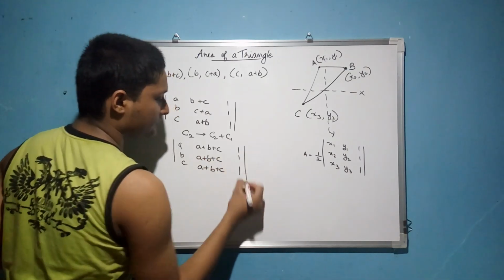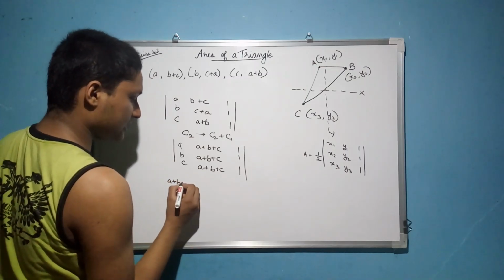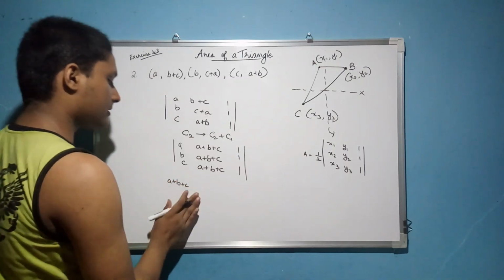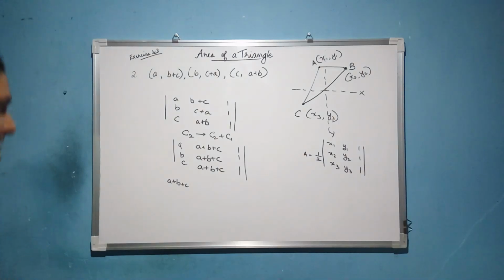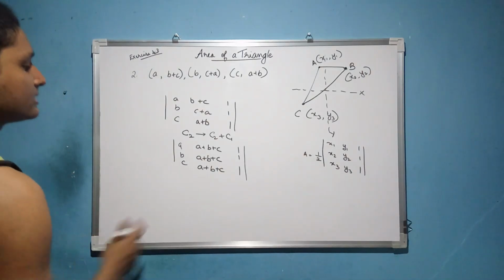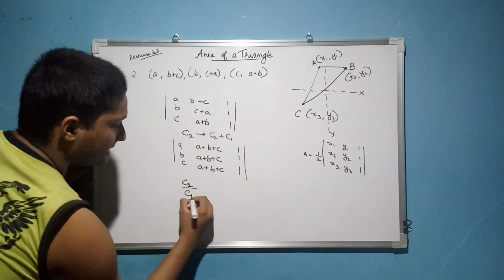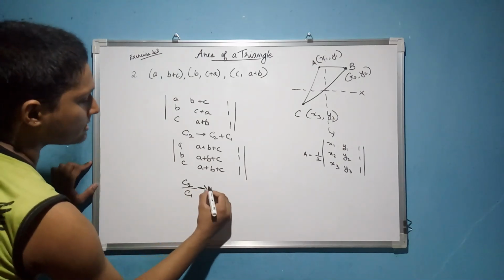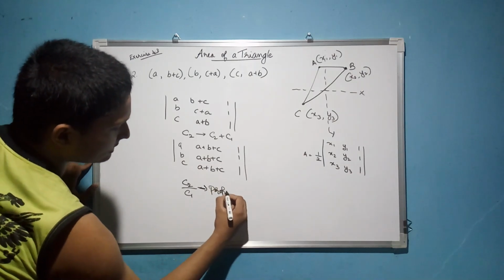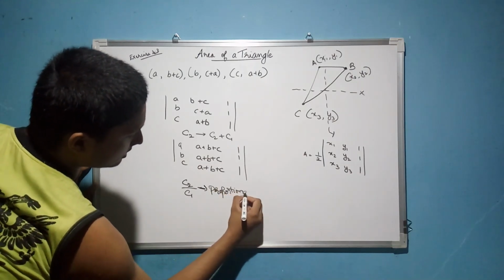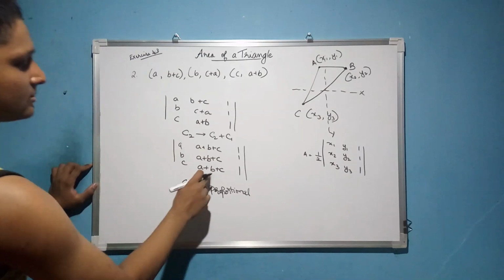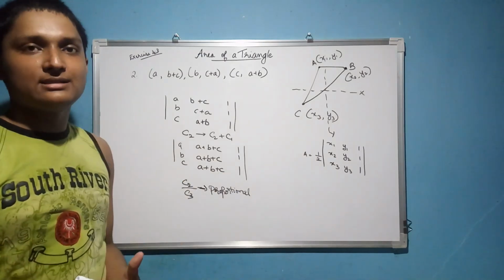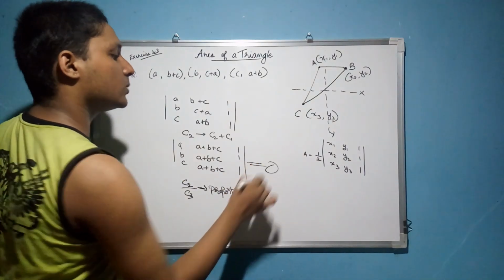Okay, 1, 1, 1. I'll take A plus B plus C common outside. Or simply by seeing, I can just tell that the second column C2 divided by C1 is proportional, and C2 divided by C3 is also proportional. That's why this should be equal to 0.